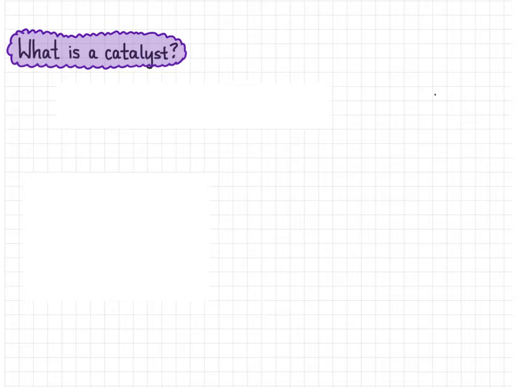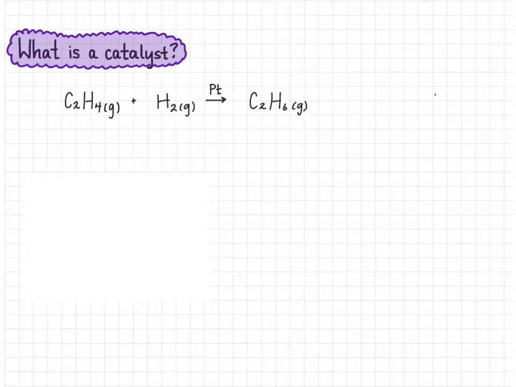To start, we're going to go through what a catalyst actually is. So in a reaction, what you might see for a catalyst is something like what's shown on the screen here. So in this reaction, we have ethene plus hydrogen, and then we see this platinum over the arrow. This is a catalyst.